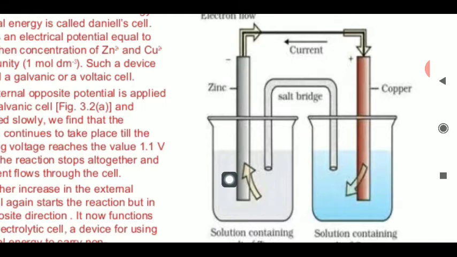So now the steady movement of the electrons takes place from this anode to cathode, and against this movement, you will notice the current starts flowing from the cathode to the anode. In this way, the salt bridge plays a very important role in the complete movement of the current generation in this redox reaction. So this is a very important part.